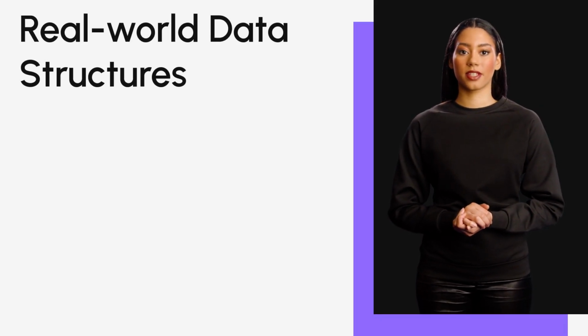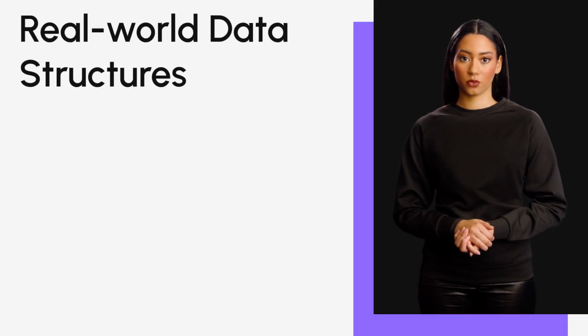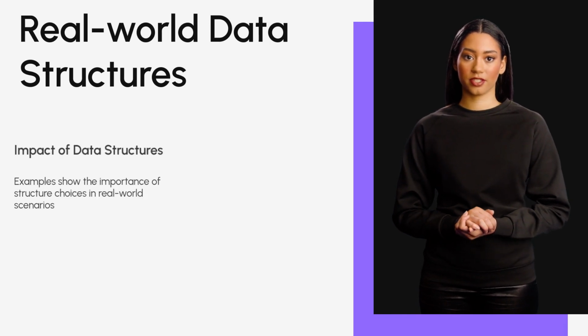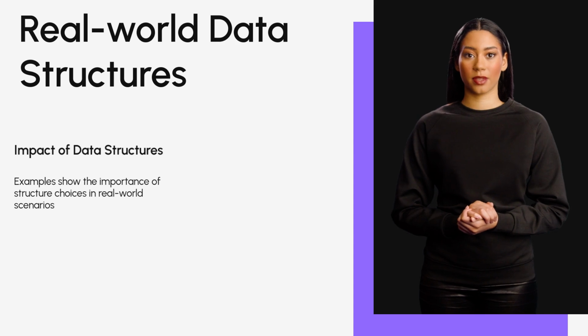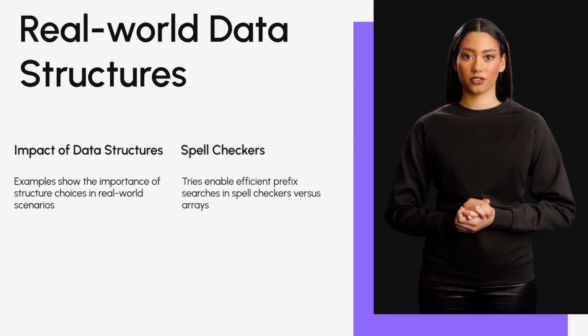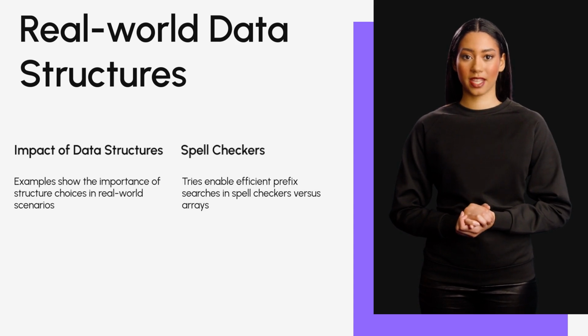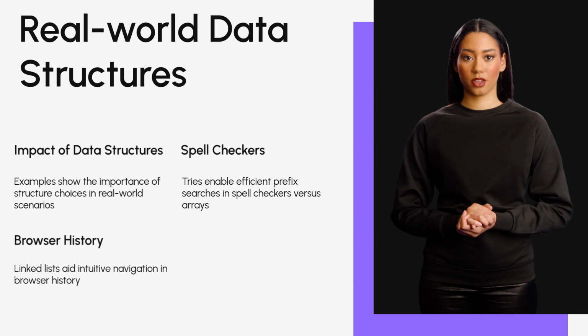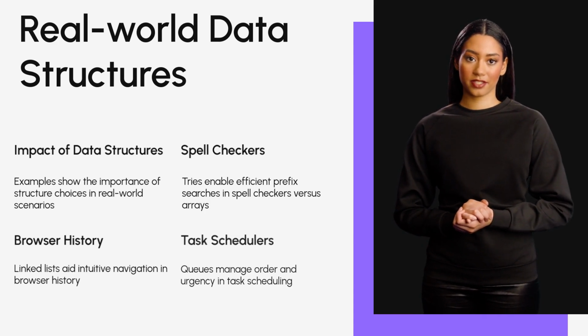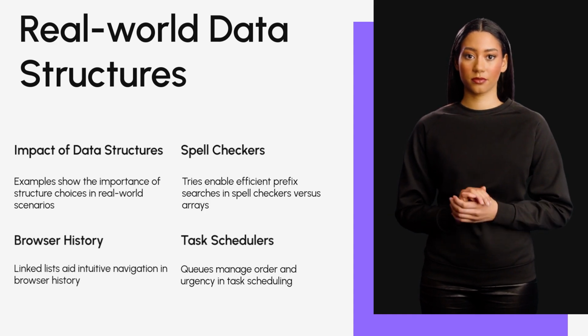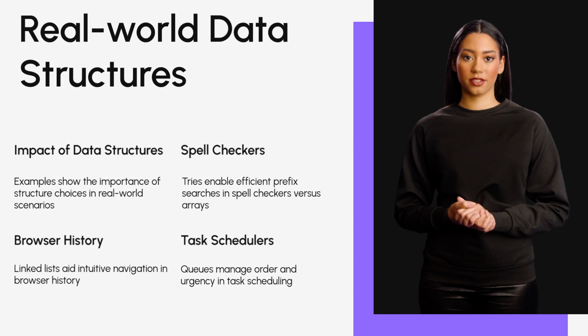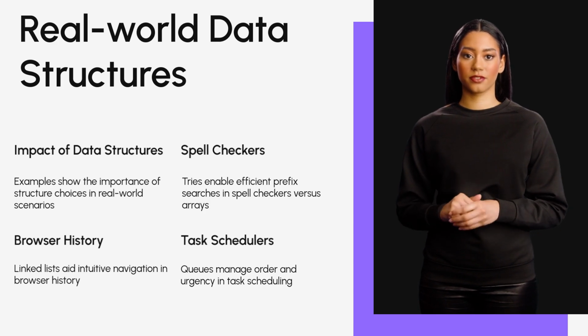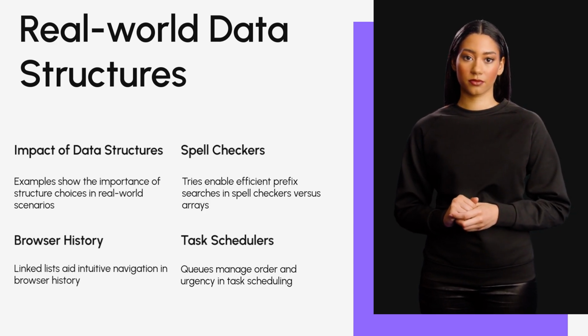Real-world examples illustrate the impact of data structure choices. For spell checkers, tries provide efficient prefix searches compared to arrays. Browser history benefits from linked lists for intuitive navigation. Task schedulers use queues or priority queues for order and urgency. Social networks benefit from adjacency lists for sparse networks. These examples highlight the importance of selecting the right data structure for specific applications.